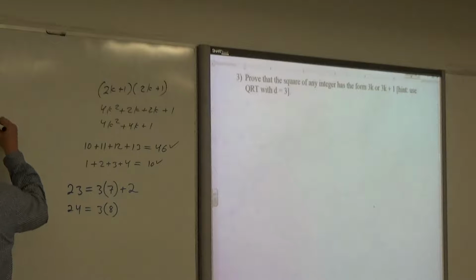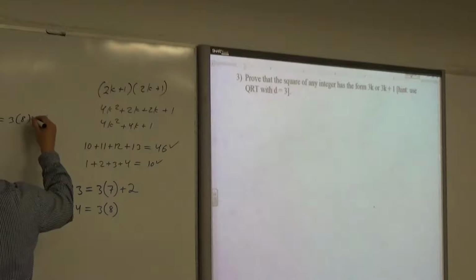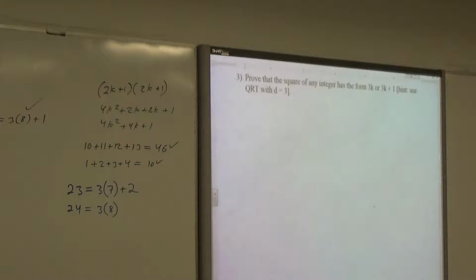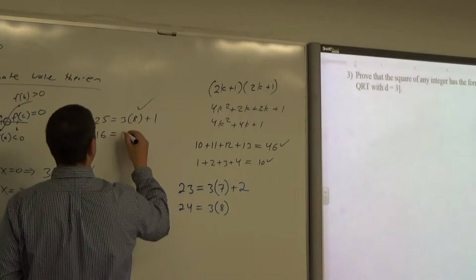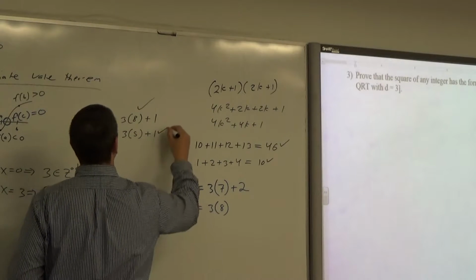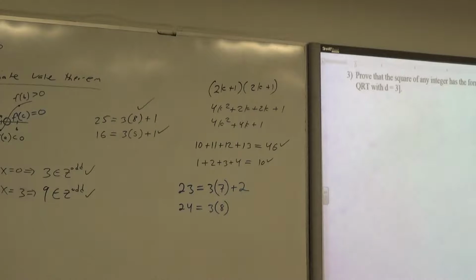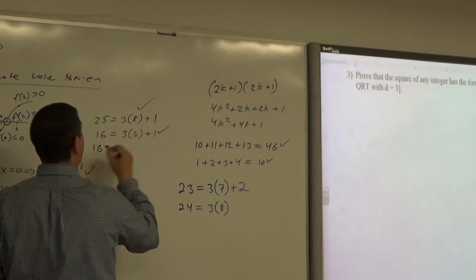Isn't 25 equal to 3 times 8 plus 1? It fits the form 3k plus 1. So give me another one, please. 16? 16 is equal to 3 times 5 plus 1. Fits the form. Okay. How about, I don't know, 169, right?